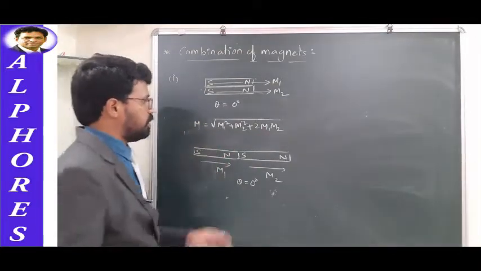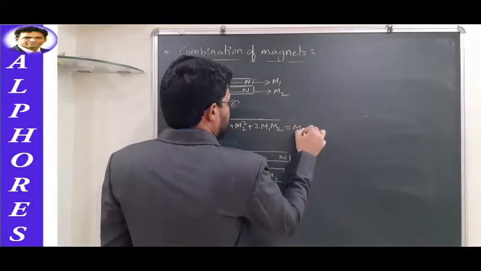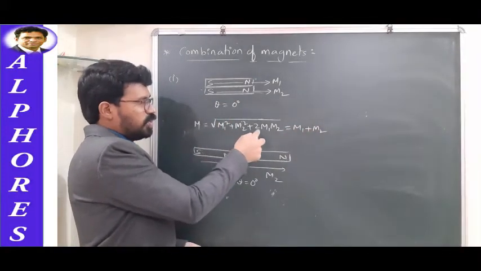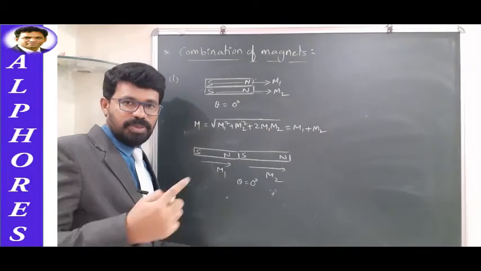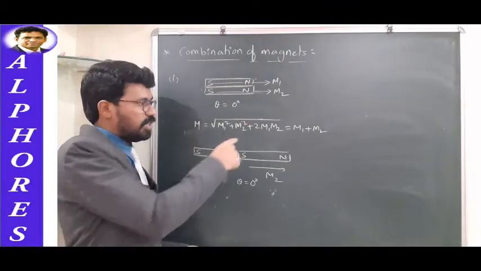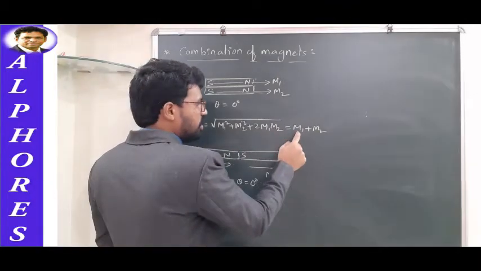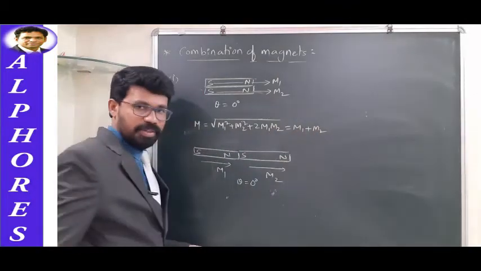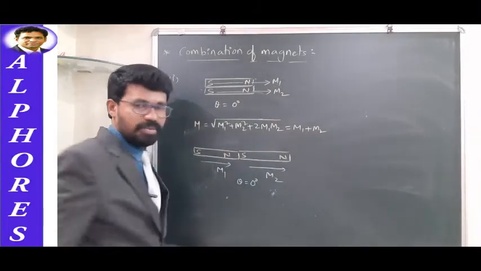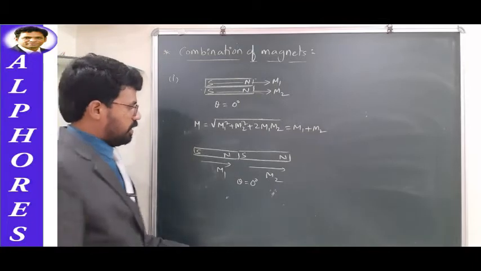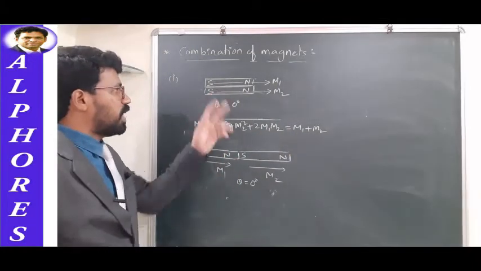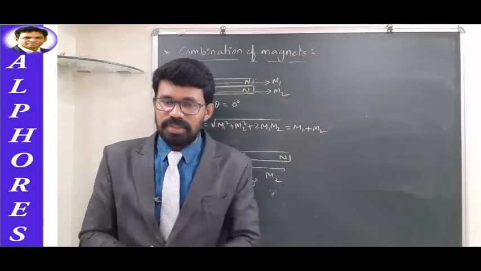Even this can be reduced further to m1 plus m2, because it's like a square plus b square plus 2ab, which is nothing but a plus b whole square. The square and root get cancelled, and finally we are left with a plus b. So here in place of a we have m1, in place of b we have m2. So m1 plus m2 whole square, the square root gets cancelled, and finally we are left with m1 plus m2. So this is the resultant magnetic moment if both the magnets are arranged along the same direction.